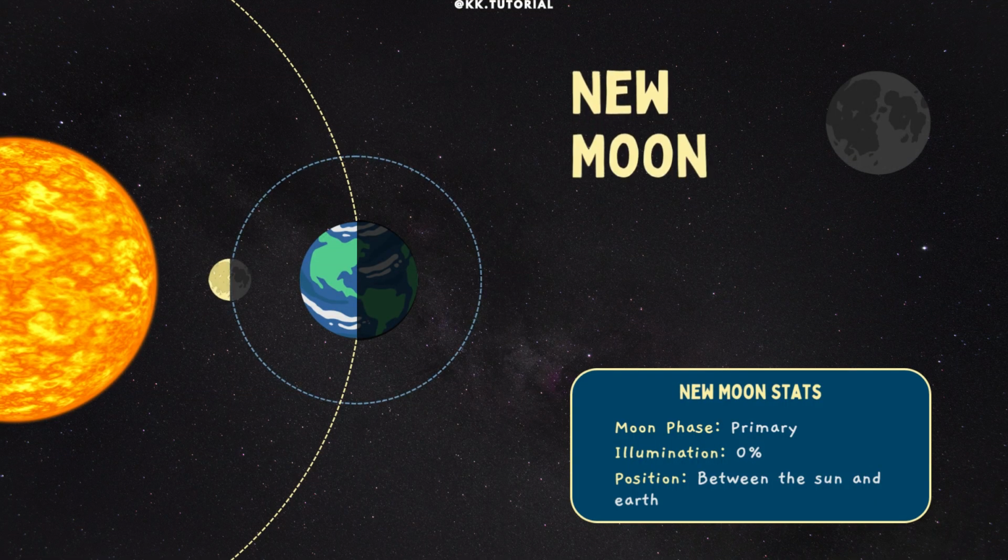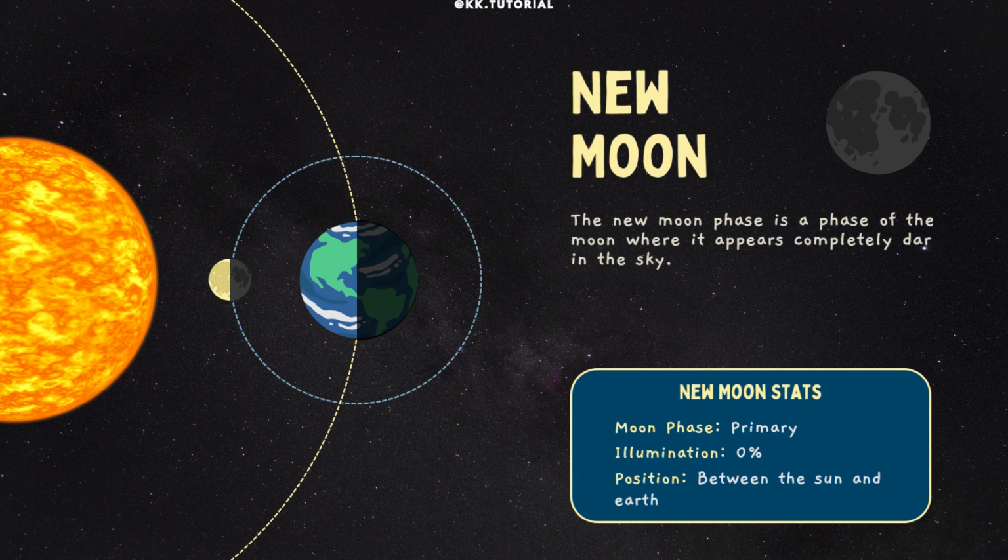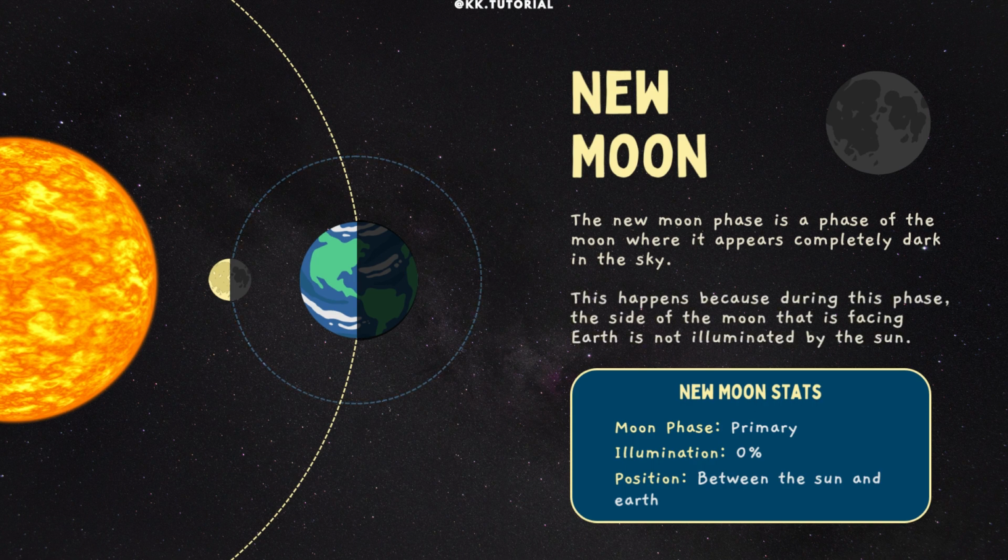New moon. So the students, the new moon is the first phase of the moon where it appears completely dark in the sky. This happens because during this phase, the side of the moon that is facing Earth is not illuminated by the sun.